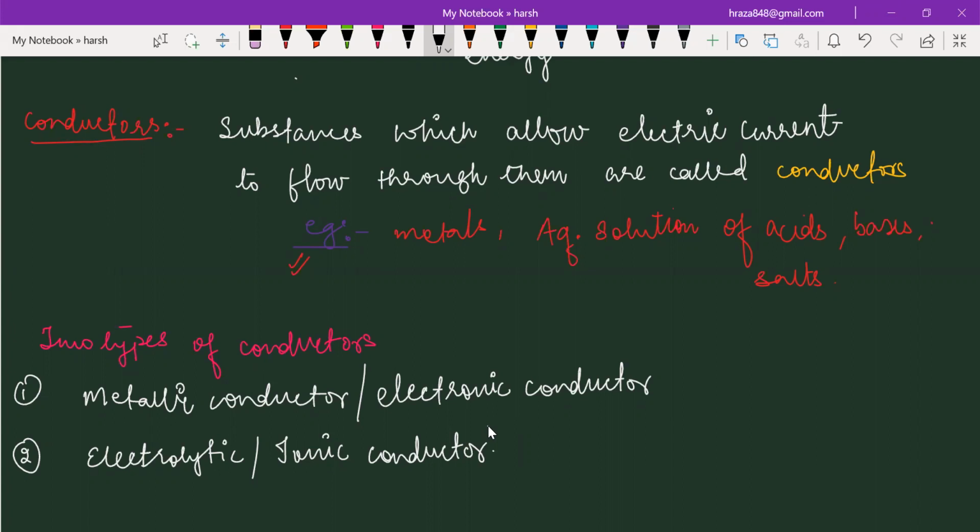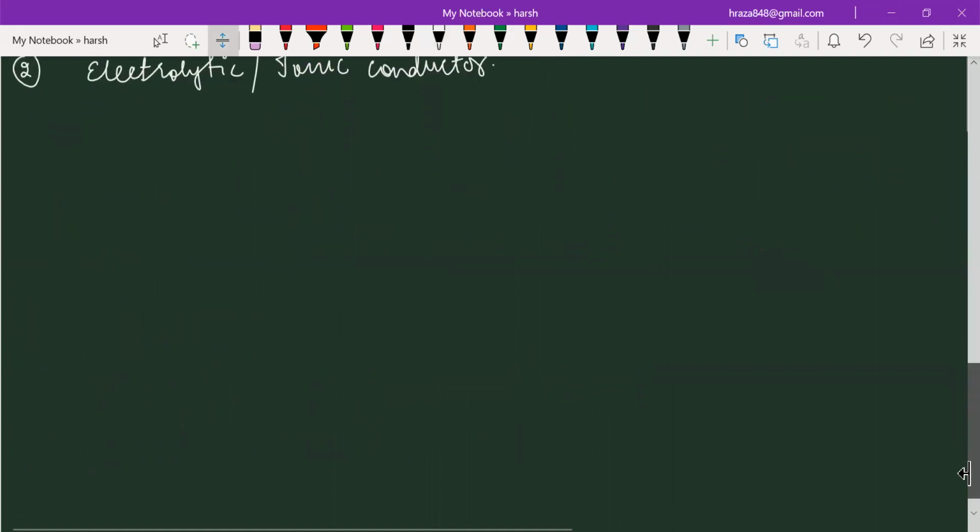Are you done with this? Yes, sir. Can you tell me the difference between these two? Yes, sir. Metallic conductors are conductors which have free electrons through which electricity can pass, right? Yes. And ionic conductors are those in which electricity passes through ions in the solution. When electricity passes through ions, it's not a good sentence that you are telling me.